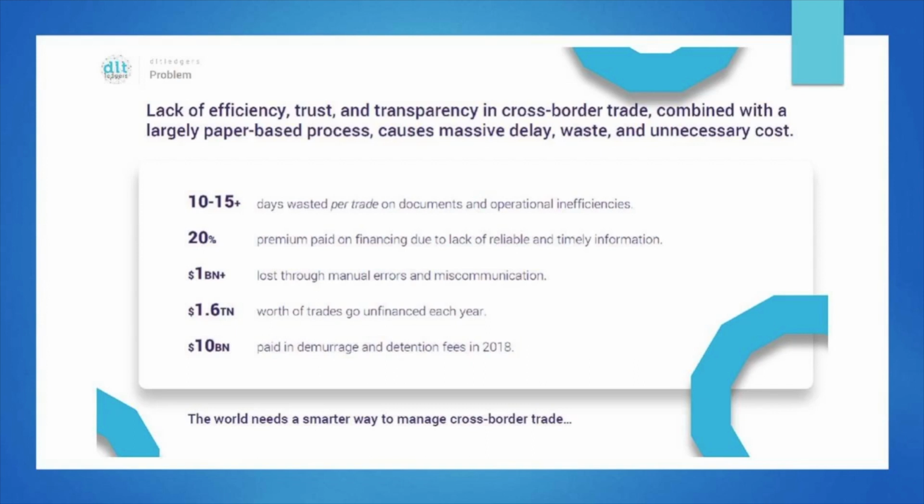Another key element is about 10 billion worth of demurrage and detention fees that goes into cross-border trade because some of the ports are congested, and the amount of money you have to pay to keep the ship or the cargo within the ports is phenomenal. So if you look at the problem that global cross-border trade faces today, the world needs a smarter way to manage cross-border trade.